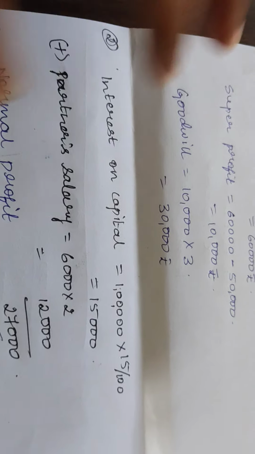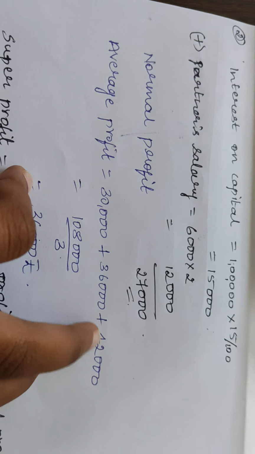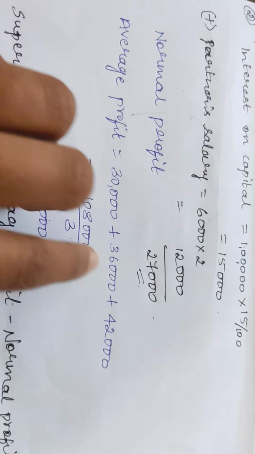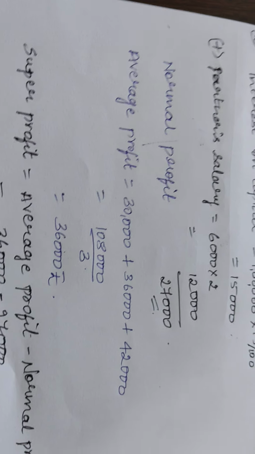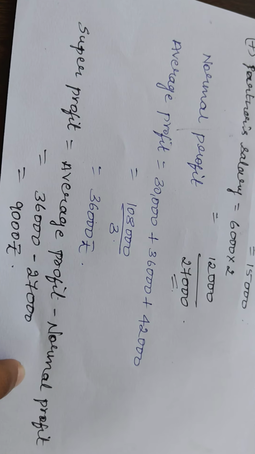Okay, now let us calculate the average profit. They have given the profits of 3 years, that is 30,000 plus 36,000 plus 42,000, that is 1,08,000, divided by 3 years. So 36,000 is our average profit. Now super profit. Super profit is nothing but average profit minus normal profit.